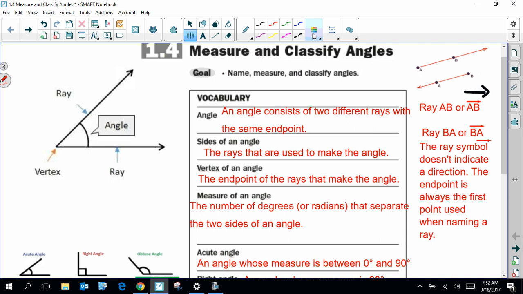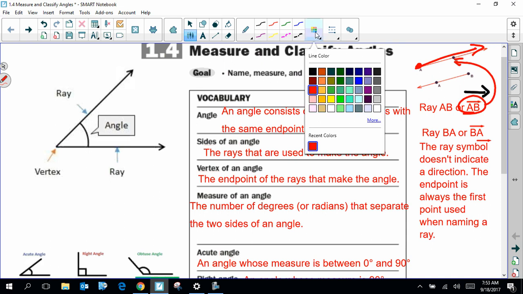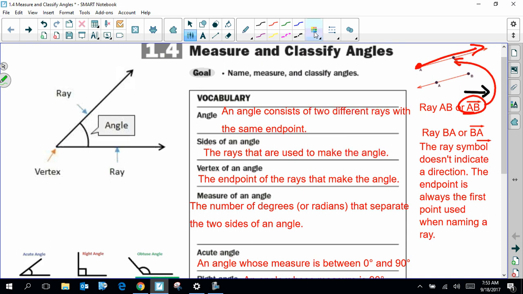So here, when I'm talking about ray AB, I'm talking about this right here because I'm starting at A and then I'm heading through B. Where I'm saying ray BA, here I'm looking at this ray because I'm starting at B and then I'm going through point A. They're not the same ray, even though they have the same points.